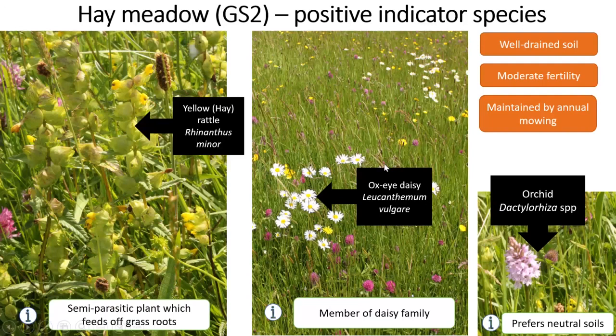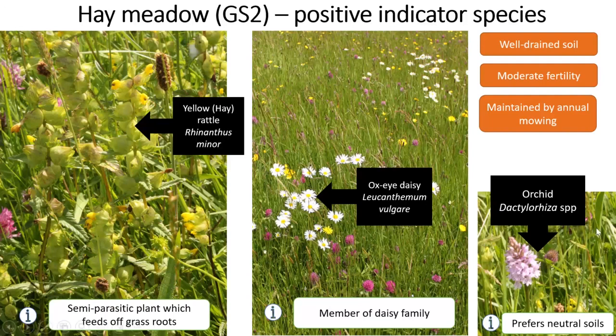Next to that was the oxeye daisy, a member of the daisy family, and you'll be looking at your plant e-portfolio and trying to identify and take pictures of oxeye daisy. Oxeye daisy is a very good indicator of these lovely species-rich hay meadows. And you can also find things like orchids as well. This particular orchid tends to like more neutral soils, and it's found there.